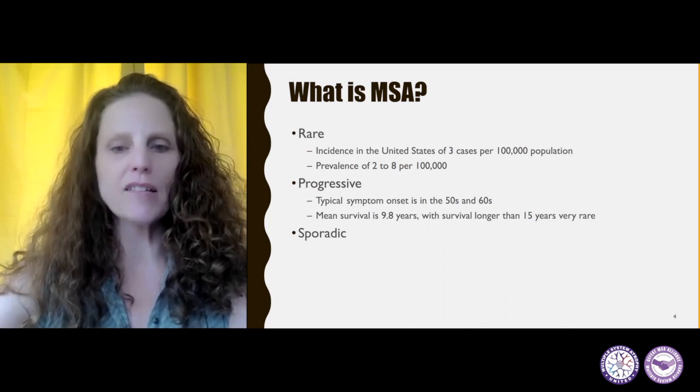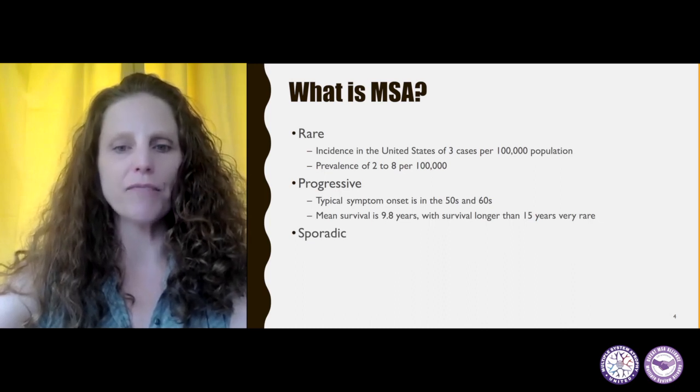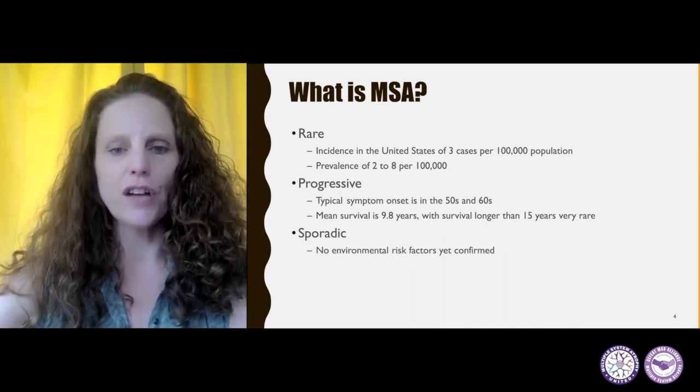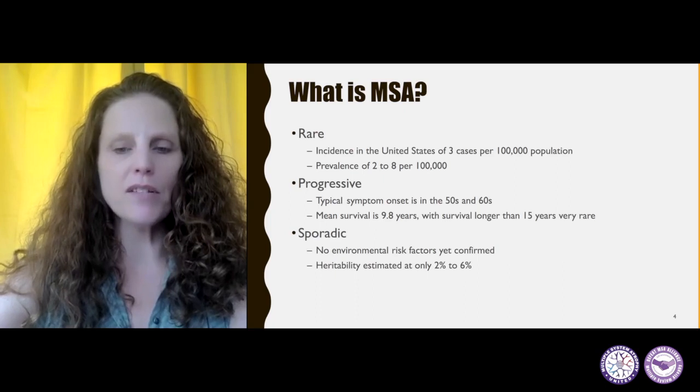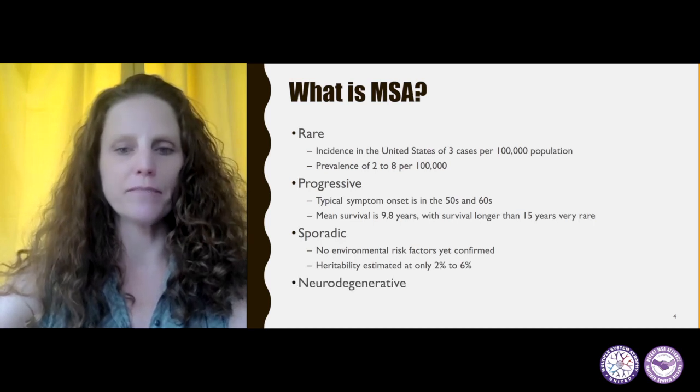Third, MSA is considered a sporadic condition. Research has not been able to conclusively identify any environmental risk factors. And while there have been some studies suggesting a genetic component, heritability is estimated at only 2 to 6%.